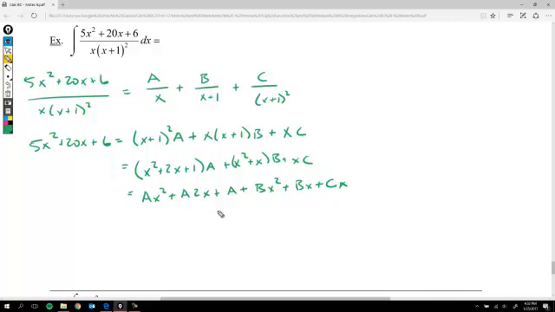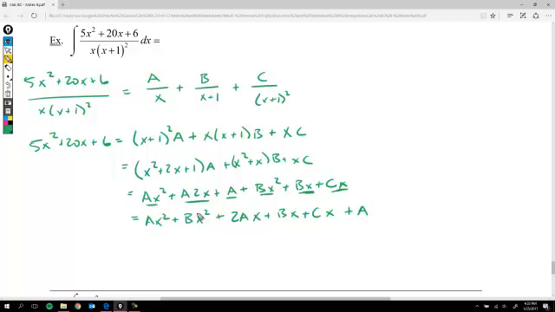All right, now what I want to do at this point is group my like terms together. Okay, so I see that I have Ax squared and I have Bx squared. So these are like terms because they both have an x squared. Remember, A and B are just constants. Okay, and then I'm going to group my linears together. So I see I have 2Ax and Bx, and I have Cx right there as well. And then last are my constants, which is just A. So A is my constant here.